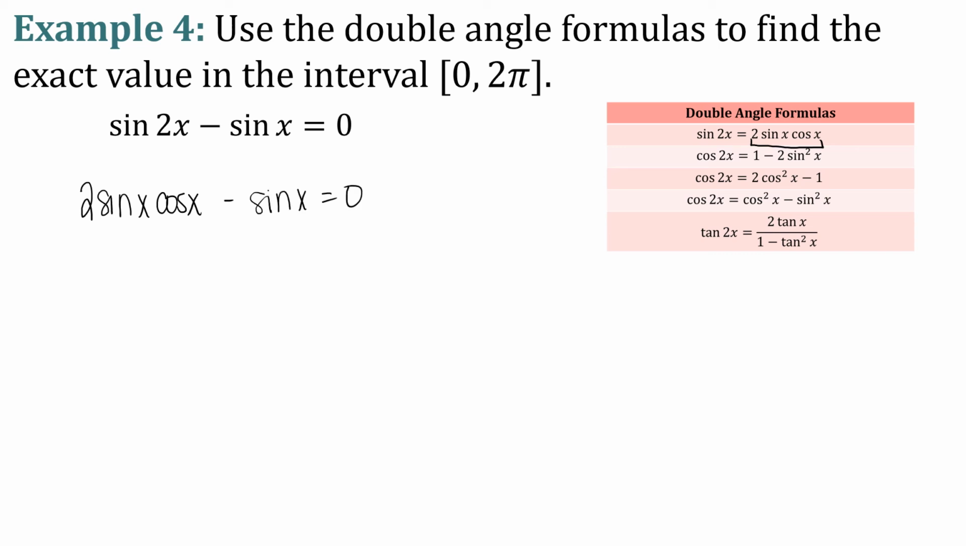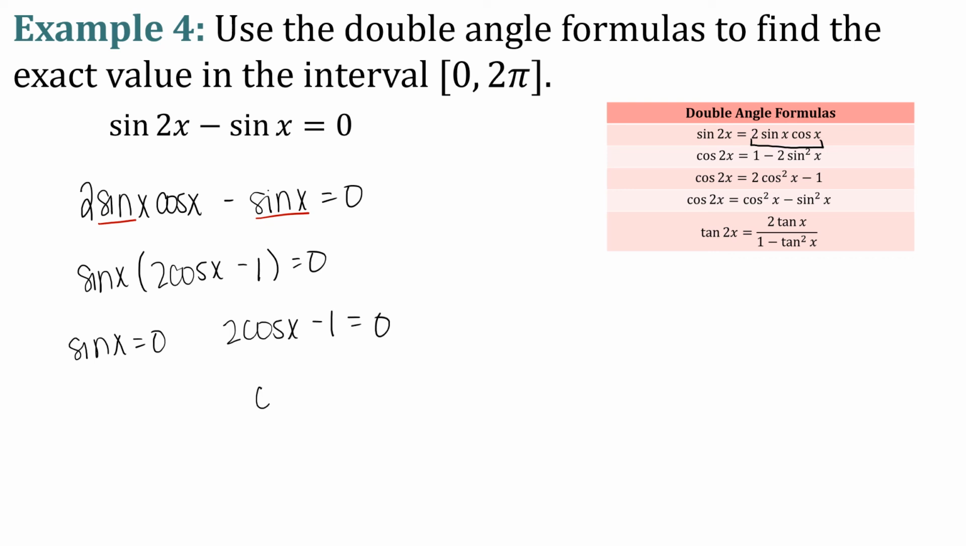What can we do to this equation? Well, we notice that we have a GCF of sine x, so we can factor that out. Sine x times 2 cosine x minus 1 equals 0, and I can set both of these equal to 0. So I have sine x equals 0 and 2 cosine x minus 1 equals 0. So cosine x equals 1/2.